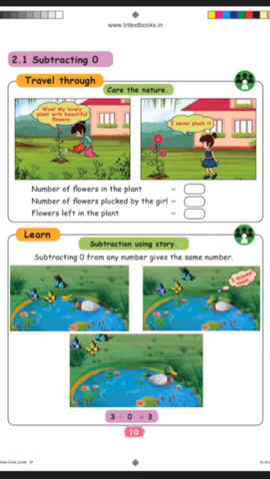First picture is 3 only, second picture is also 3 only. So 0. Flowers left in the plant, same 3. I have told you, if any 0 comes you can cancel it. Before what number is there, same number you can write. See subtraction using story: subtracting 0 from any number gives the same number.